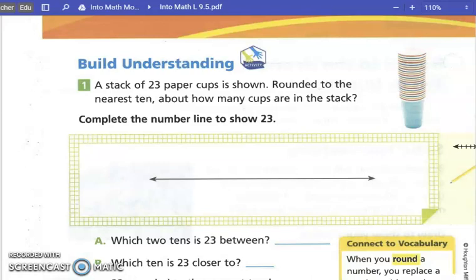So let's number our number line from 20 down here to 30 down here. We should put 25 in the middle, and then we need 21, 22, 23, 24. So we need 4 little stripes in between each one. You can't write too big.